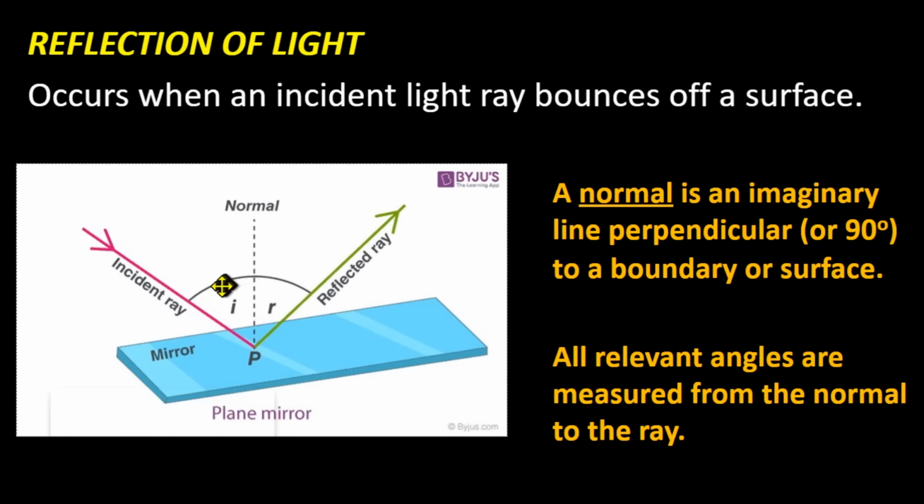In this case we have I, which is the angle of incidence, and R, which is the angle of reflection. You'll notice that the angles are always measured from the normal to the rays themselves and not from the mirror.